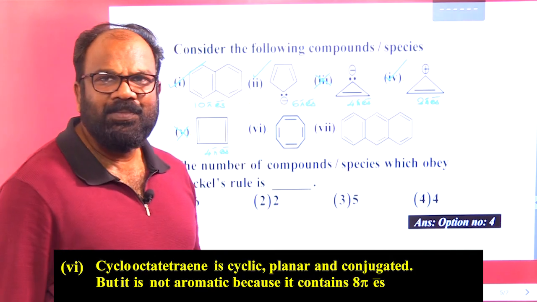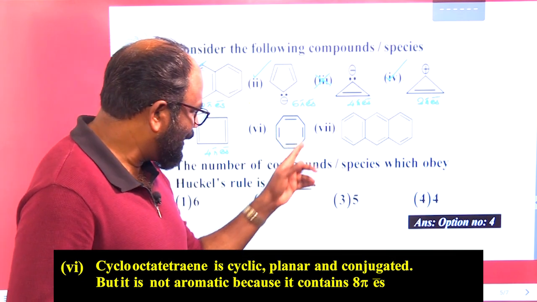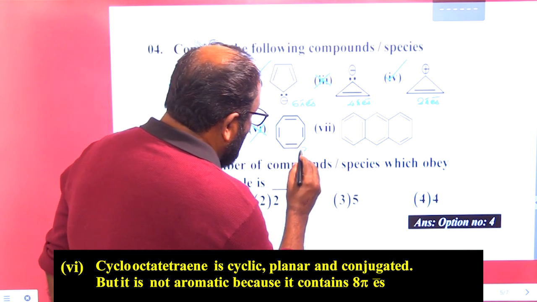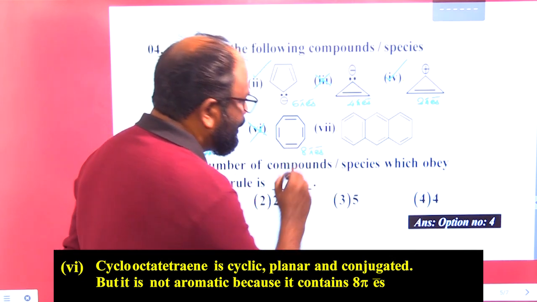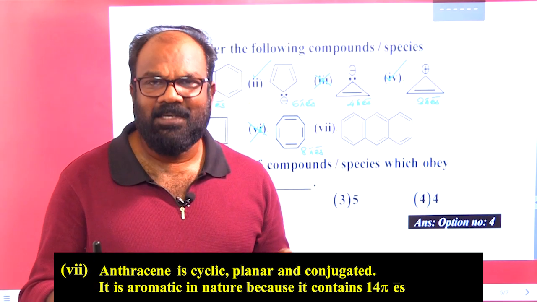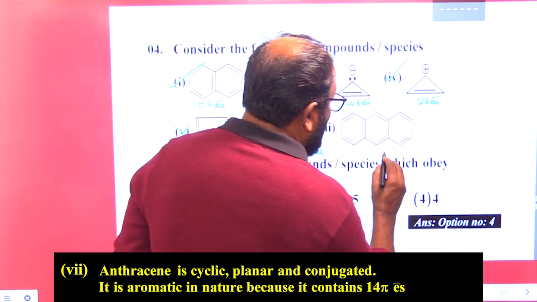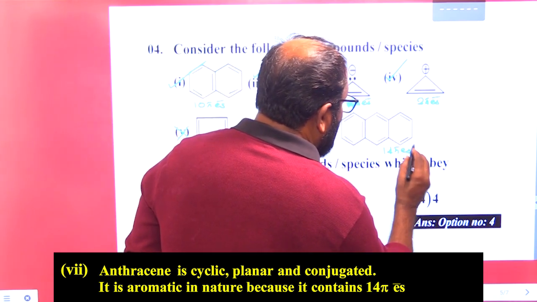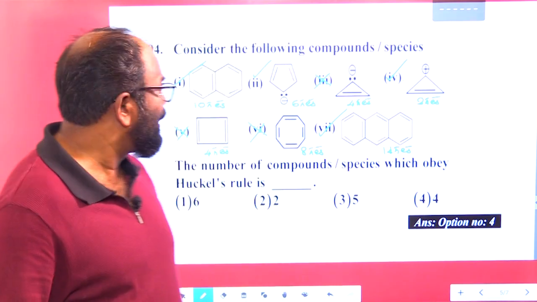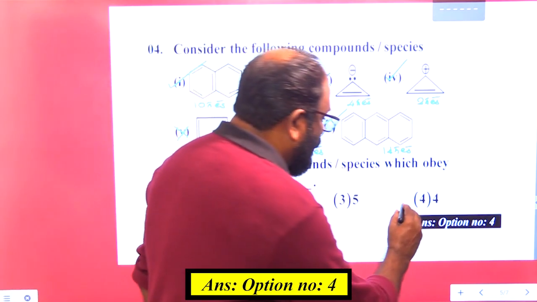The sixth one is cyclooctatetraene. It is cyclic, complete conjugation is there, but it is not aromatic because it contains 8 pi electrons. The last one, seventh one is anthracene. Anthracene is cyclic, conjugation is there. It contains 7 pi bonds, that means 14 pi electrons as delocalized electrons. Therefore, it is also aromatic. So here the number of aromatic compounds or species are 1, 2, 3 and 4. So here the answer is option number 4.